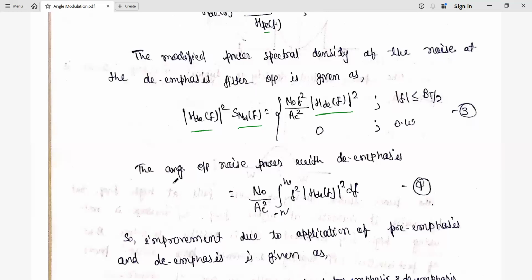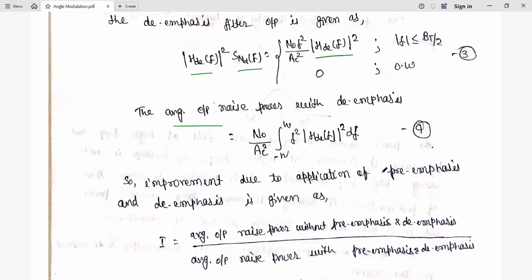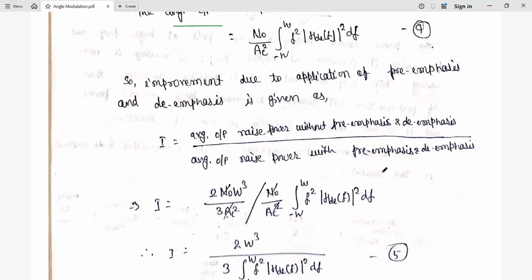Finally, the average output noise power: when this is integrated over minus W to plus W, it gives us the average output noise power with de-emphasis. Now we are going to see what the improvement is due to the application of pre-emphasis and de-emphasis. That improvement is given as I, which is the ratio of the average output noise power without pre-emphasis and de-emphasis divided by the average output noise power with pre-emphasis and de-emphasis.